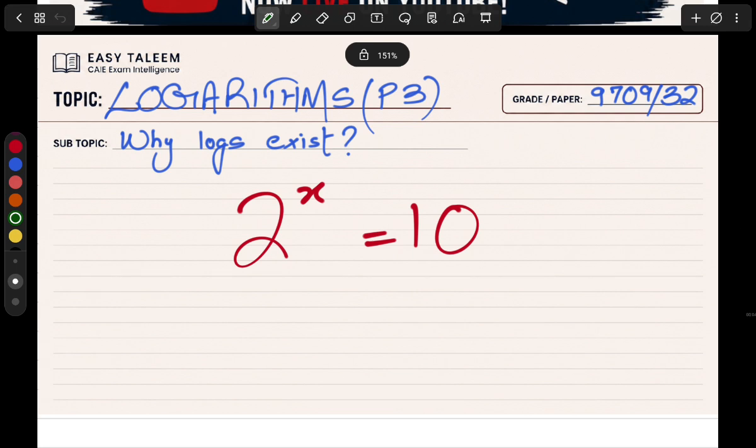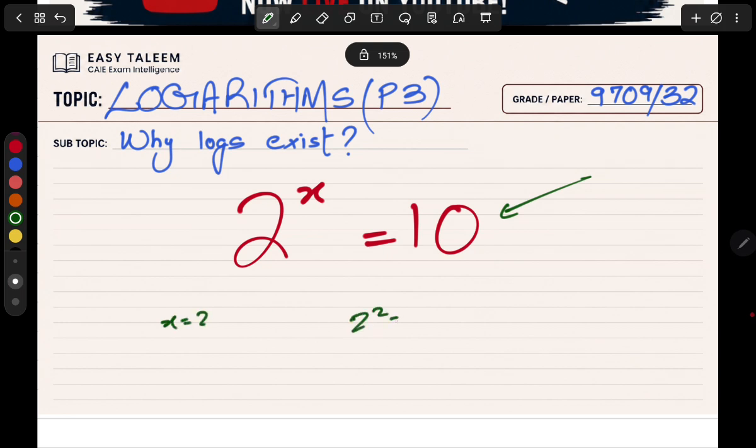Imagine you're sitting in your Cambridge examination, you turn the page, and the very first thing you see is this: solve for x. 2 to the power x is equal to 10. Now, don't solve it. I would say that you just stare at it for a few seconds. Can you solve it? Most students immediately start guessing, maybe x is equal to 2.